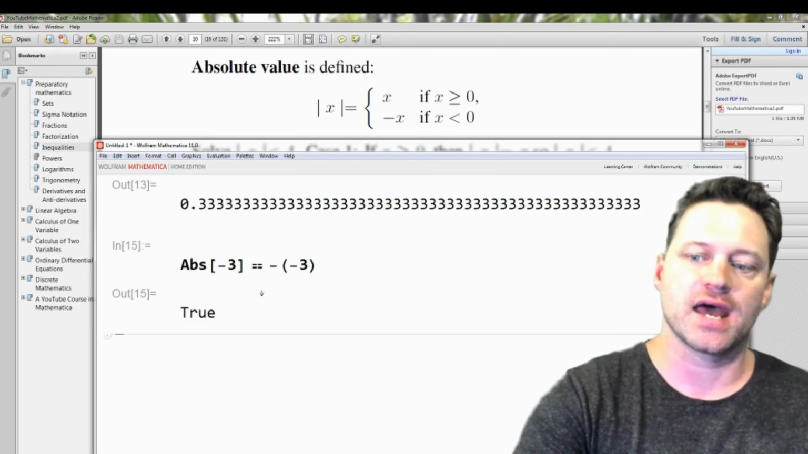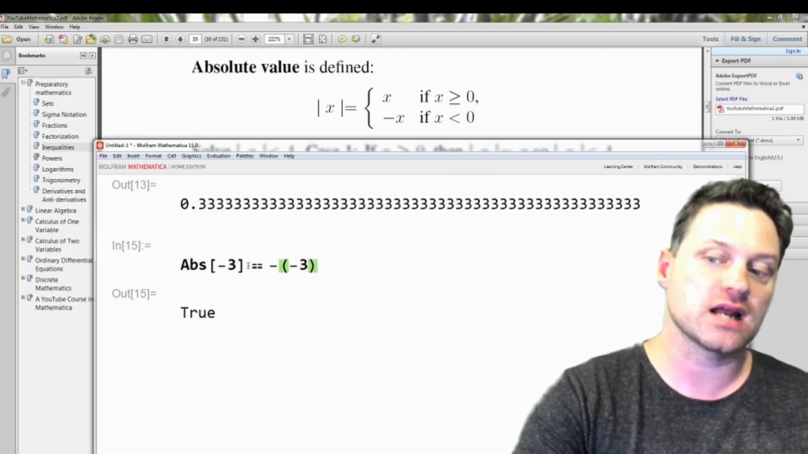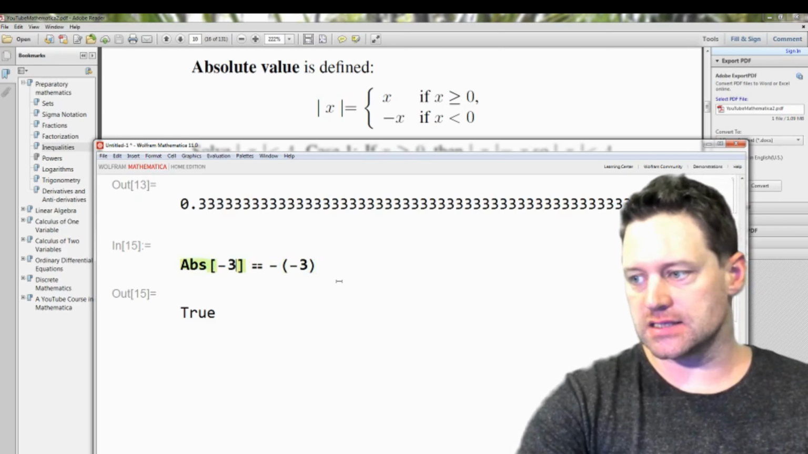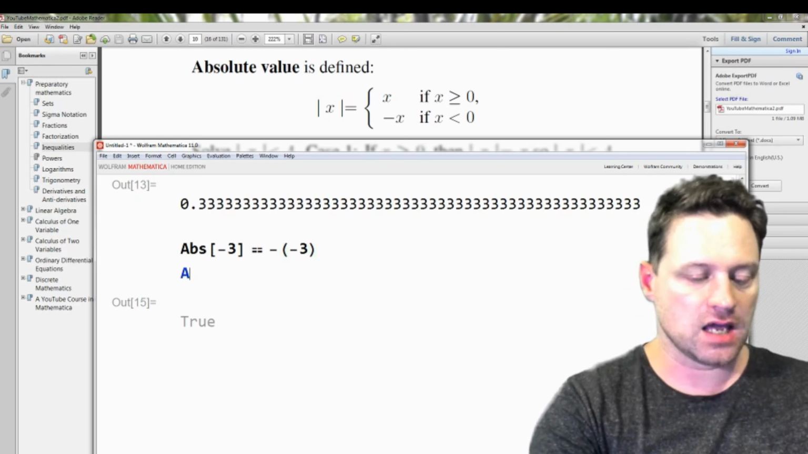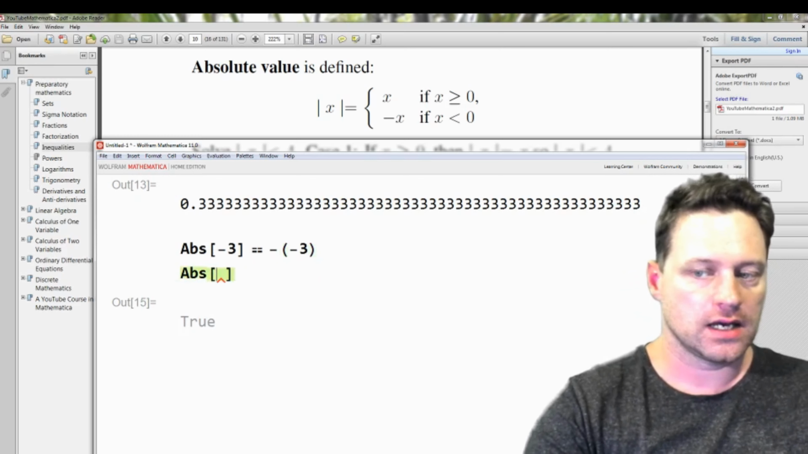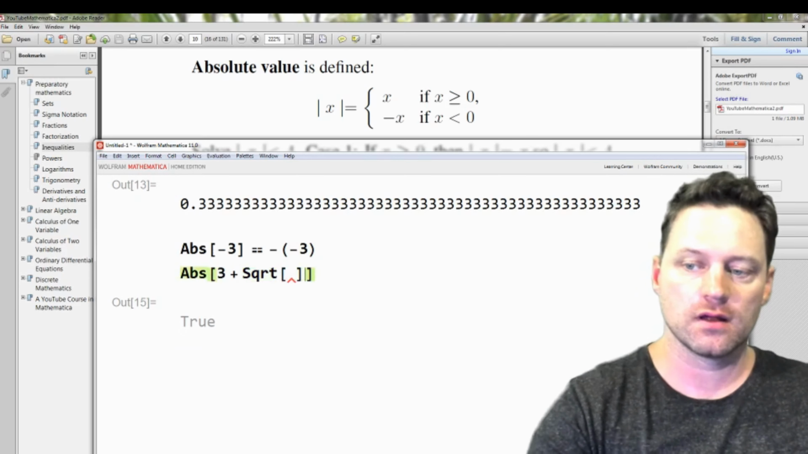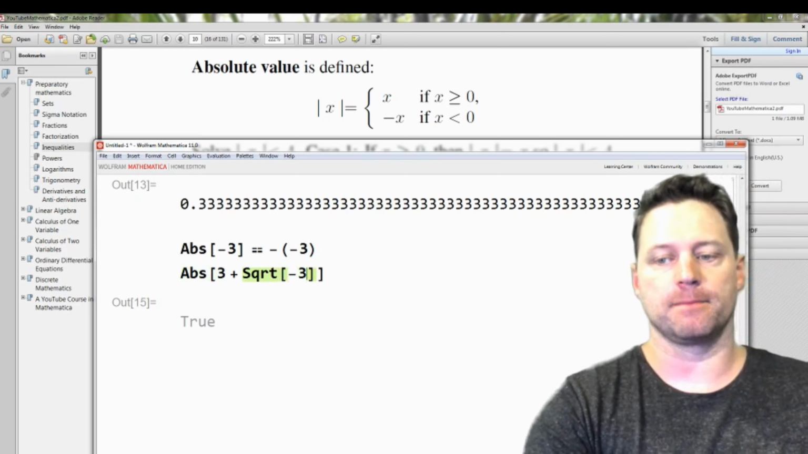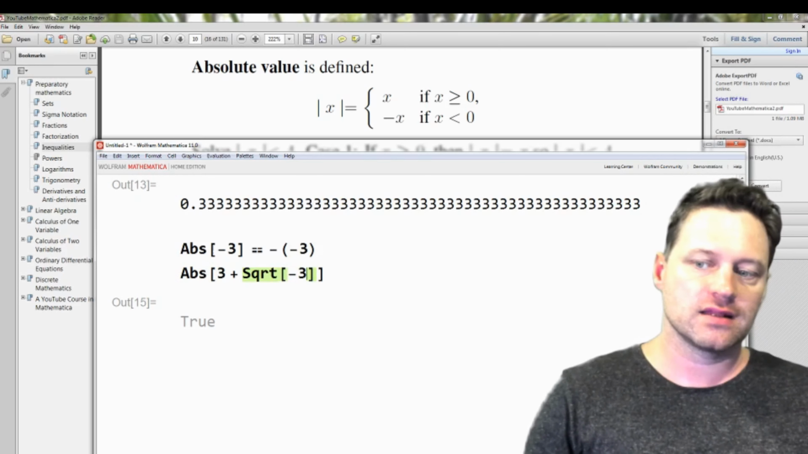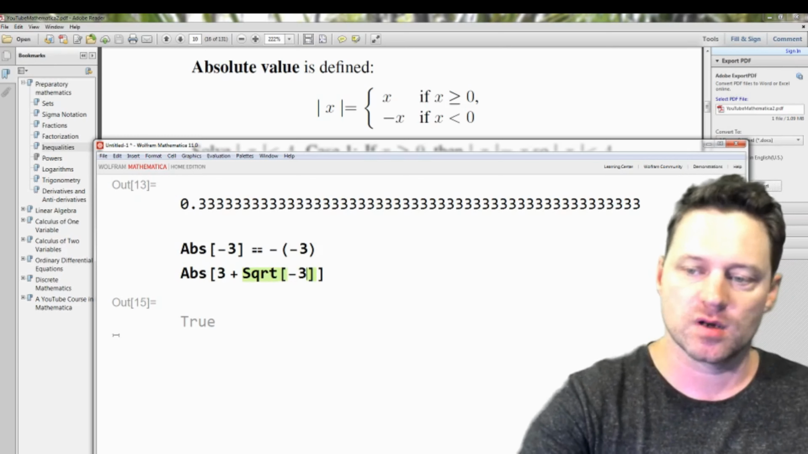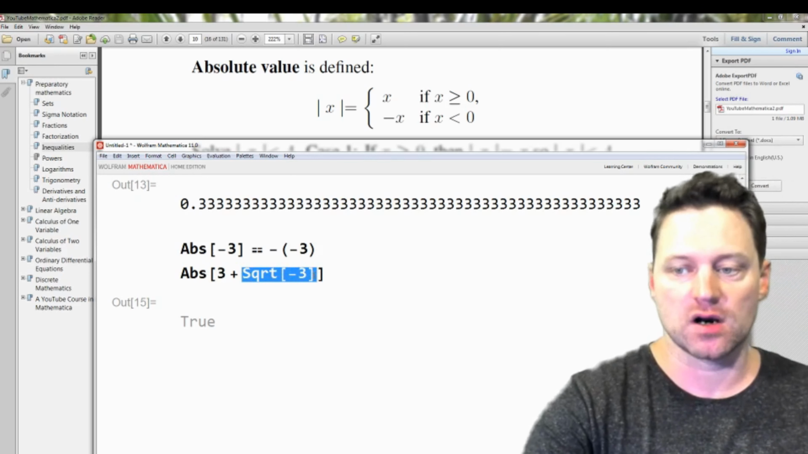I should say that the absolute value also works for imaginary numbers and complex numbers. So let's also try to calculate ABS, and now I'll go 3 plus the square root of minus 3. Now I want to take the absolute value of that. Well, this is not a real number. It's a complex number because we're taking the square root of a negative number, which makes this part imaginary.